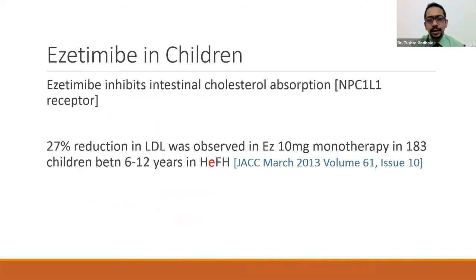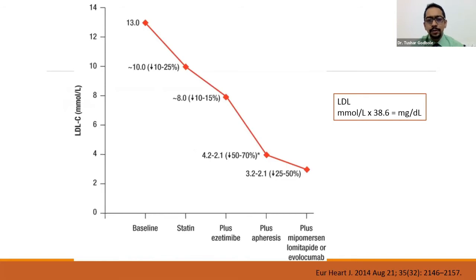Ezetimibe is a drug that reduces the intestinal absorption of cholesterol, and there is only one study published in 2013 showing a reduction of 27% of LDL when 10 mg of ezetimibe was added in children between 6 to 12 years with heterozygous familial hypercholesterolemia. This is a pictorial presentation of how statins would help in such conditions. They will bring an LDL from 500 to 380, but you need to add apheresis or the newer molecules that act on the PCSK9 gene to achieve better control in heterozygotes.